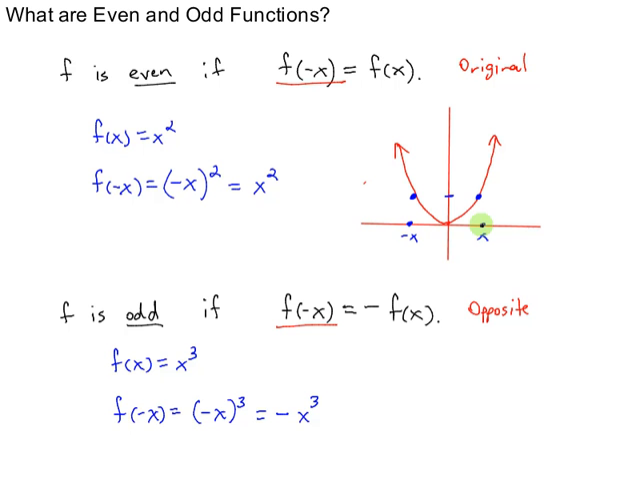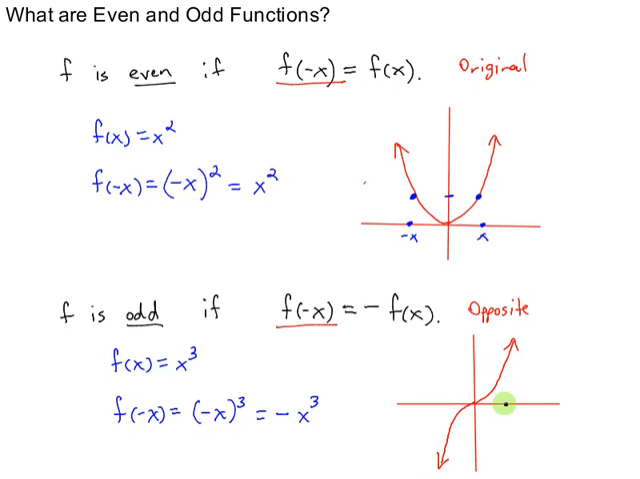So what that means is when you plug in an input and its opposite, you'll get the same y values, and you'll get a nice symmetry around the y-axis. Let's look at the graphical properties of an odd function. f of x equals x cubed is similar to x squared. When x is positive, it curves up to the right. And when x is negative, it curves down now instead of back up.